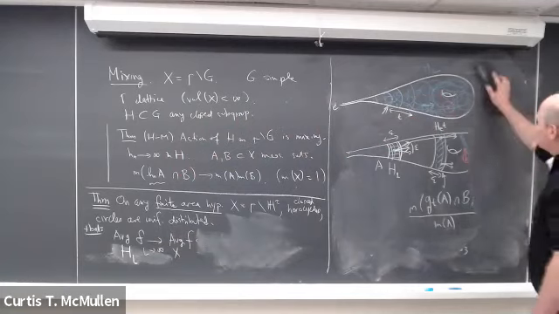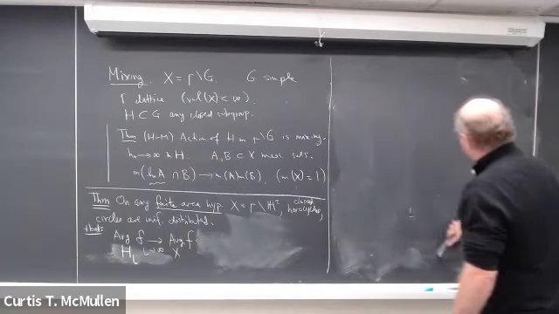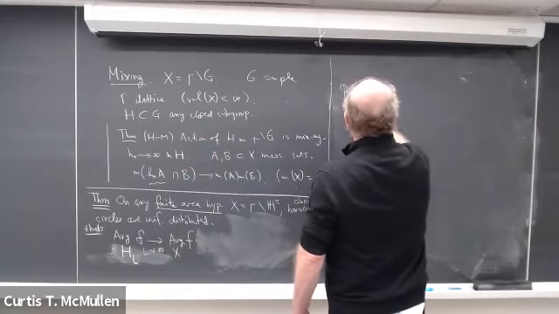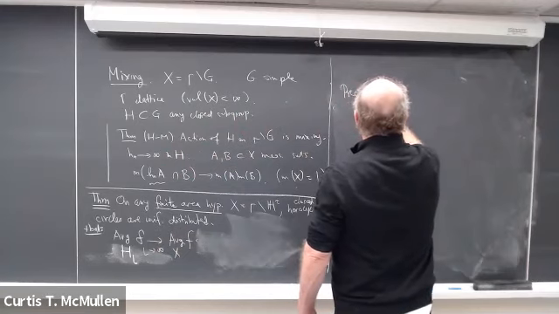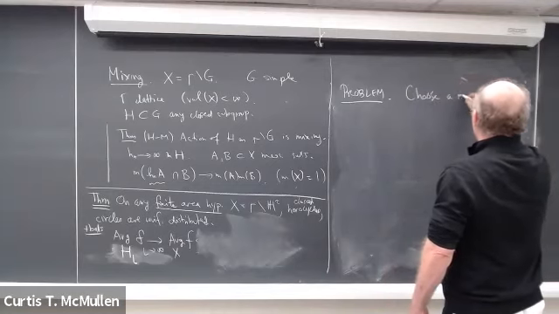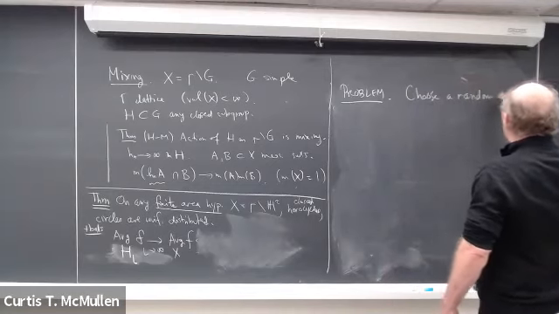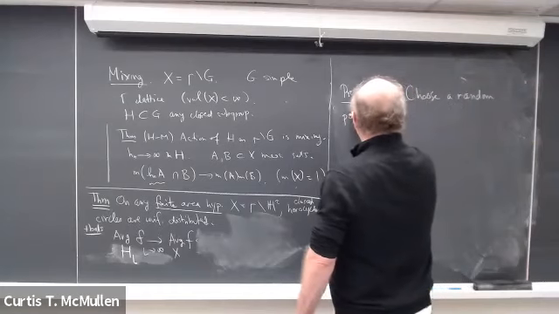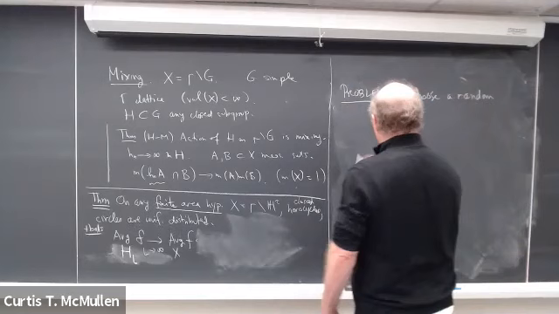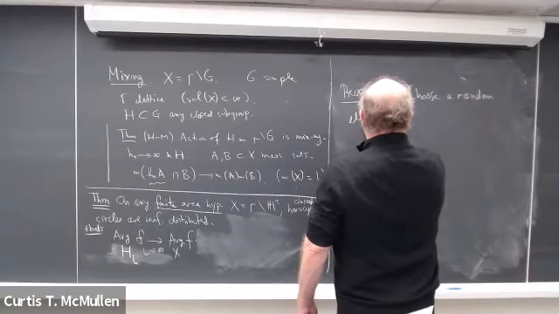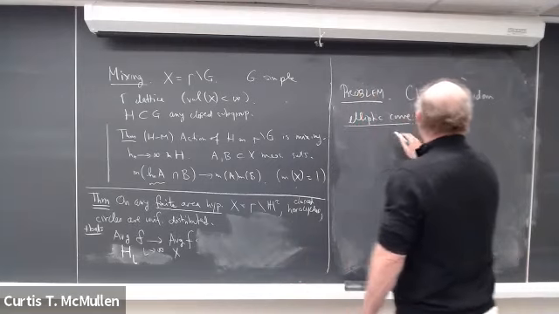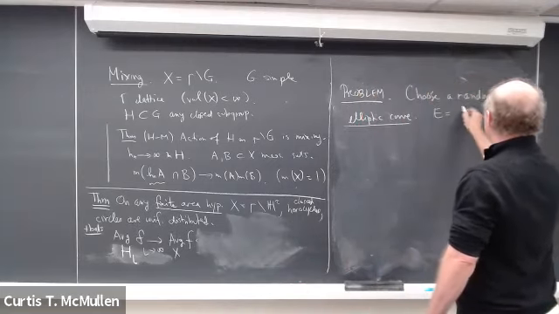Okay, so finally, let me give an application to this. So here's a nice problem. Choose a random point. Well, let me say it this way. Choose a random elliptic curve or complex torus, E equals C mod a random lattice.